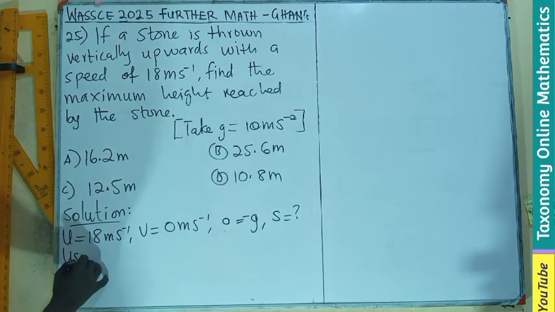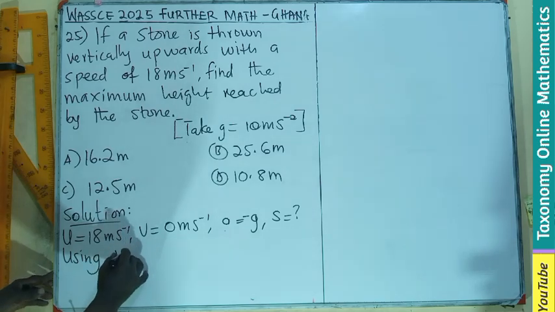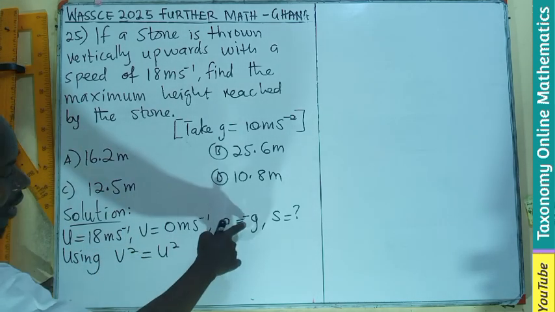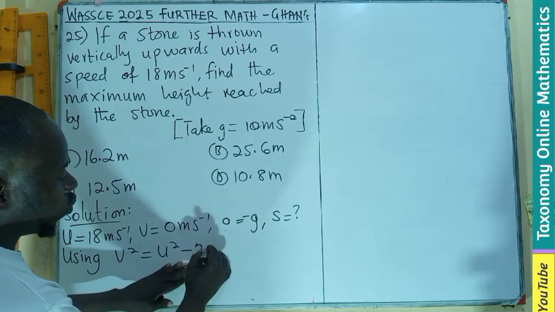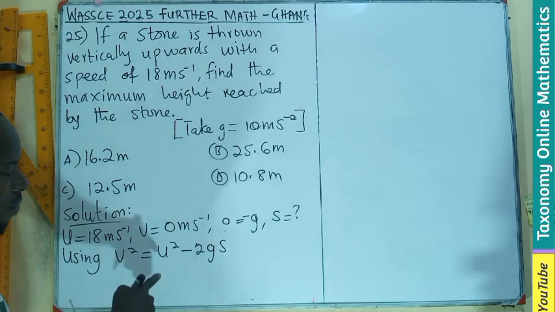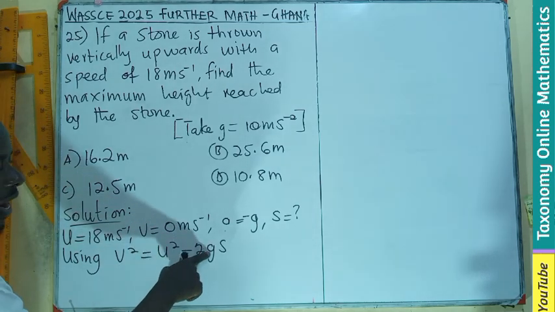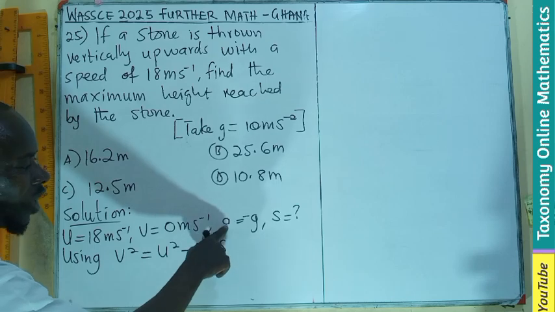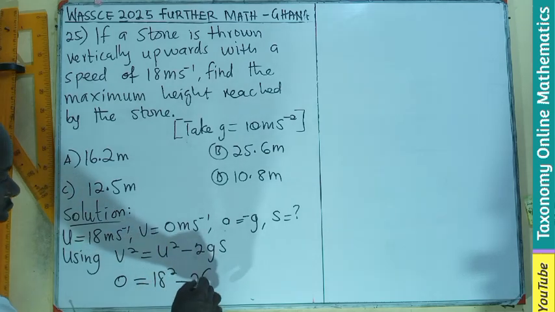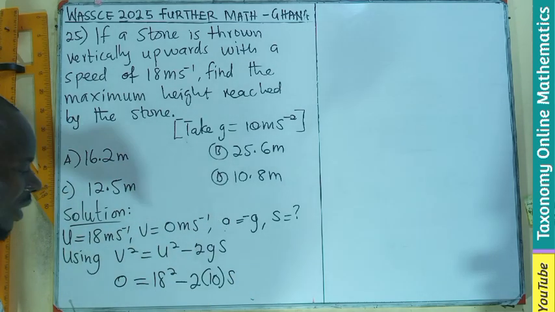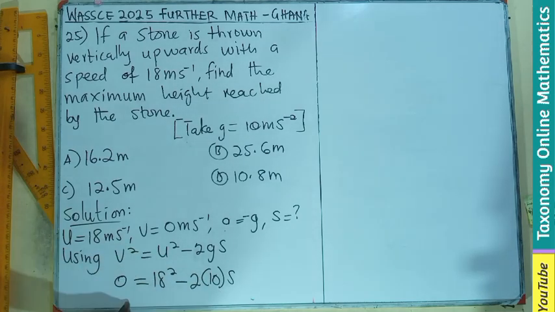So from here, using the equation of motion, which is v squared equals u squared minus 2gs. Remember, it is positive 2as, where the a is now what? The negative g. So this is what going to be the value we have. We can substitute. From here, v will be 0. Here, 18 squared minus 2 times 10 multiplied by what? The distance. What happened? The whole of this will become positive here.